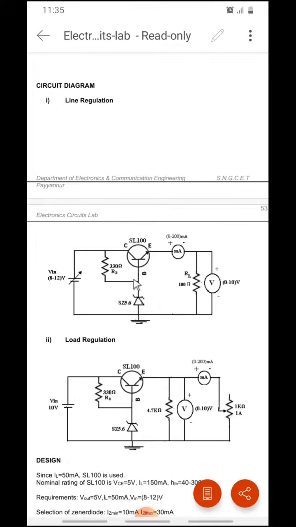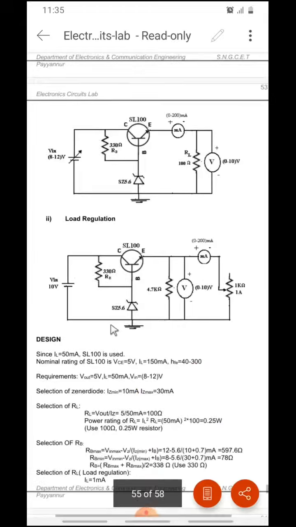Whenever the input reverse voltage exceeds its breakdown voltage, it will act as a constant voltage source. It will give a constant voltage, because whatever the input voltage, the current will be increasing, and the same voltage will appear across it. Okay. So, that is the working of the Zener diode.